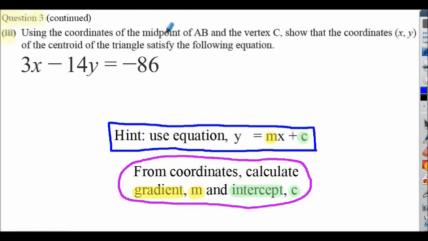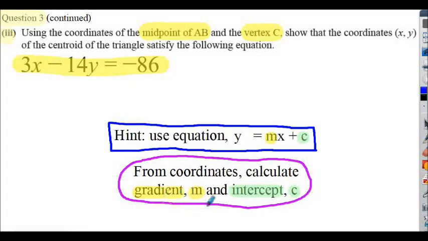Question 3, part 3. It says using the coordinates of the midpoint and the vertex calculated previously, we've got to show the coordinates x, y of the centroid of the triangle satisfy the following equation given here. So the hint here is to use the equation y is equal to mx plus c. That's the equation of a straight line.